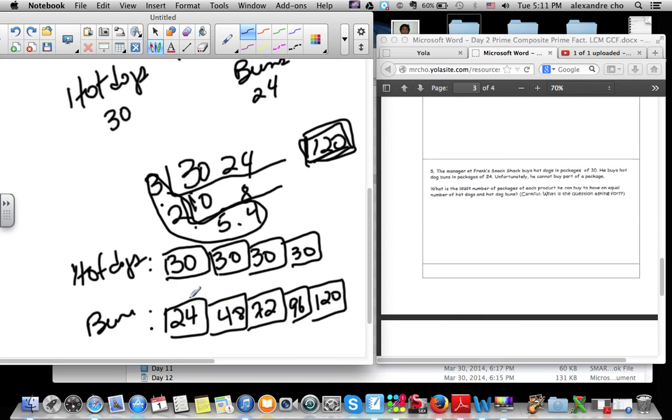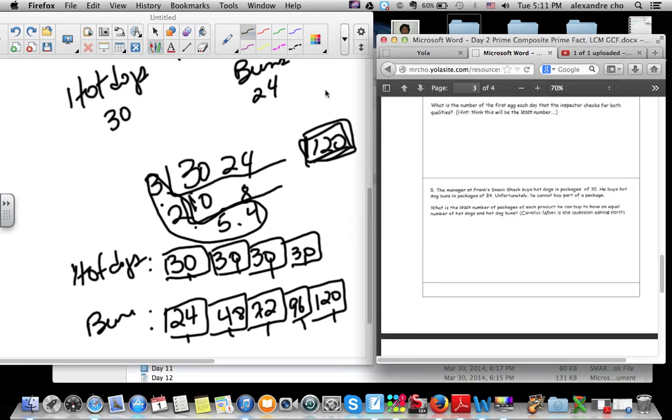Okay, so how many packages of hot dog buns are you going to buy? You get 1, 2, 3, 4, 5 packages of hot dog buns, and 1, 2, 3, 4 packages of hot dogs. Okay, or you could have divided 120 by 30 and 120 by 24 to give you the same exact answer.